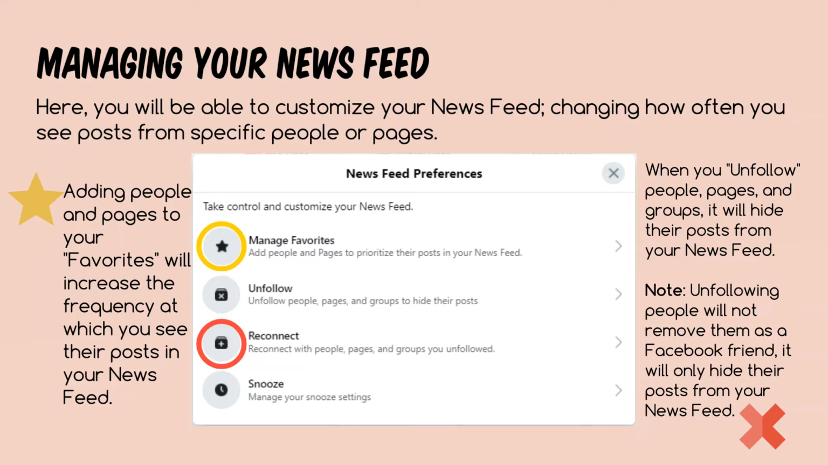Here you will be able to customize your newsfeed, changing how often you see posts from specific people or pages. So adding people and pages to your favorites will increase the frequency at which you see their posts in your newsfeed. And then when you unfollow people, pages, and groups, it will hide their posts from your newsfeed. A note on unfollowing, it will not remove them as a Facebook friend.